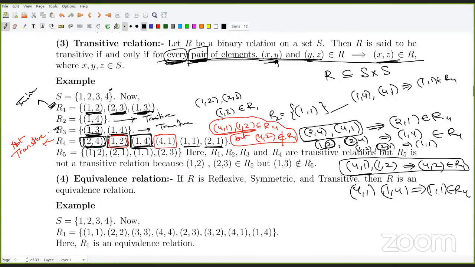So we'll not bother about 2, 3, and 4 if we talk about R3. If one thing has failed, just like (4,1) failed, then we will say this is not transitive. Even if it fails for one pair, it is not transitive, and we should not go for the next element. The same thing goes for R5. In R5 there is (1,2), (2,3), but there is no (1,3). So R5 is also not transitive.